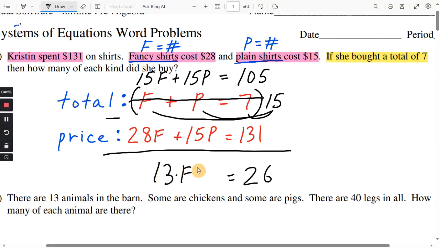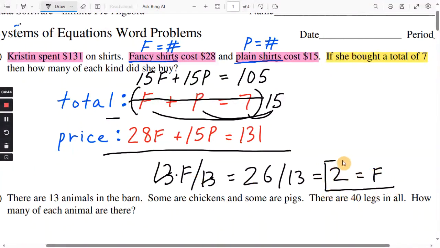The opposite of times 13 is divided by 13. I'm going to do that to both sides of the equal sign. The 13s cancel, and 26 divided by 13 is just 2. So F equals 2. In order to solve for P, you want to take that and plug it in. You can plug it into either equation. I think this one here that we crossed out is the easiest one.